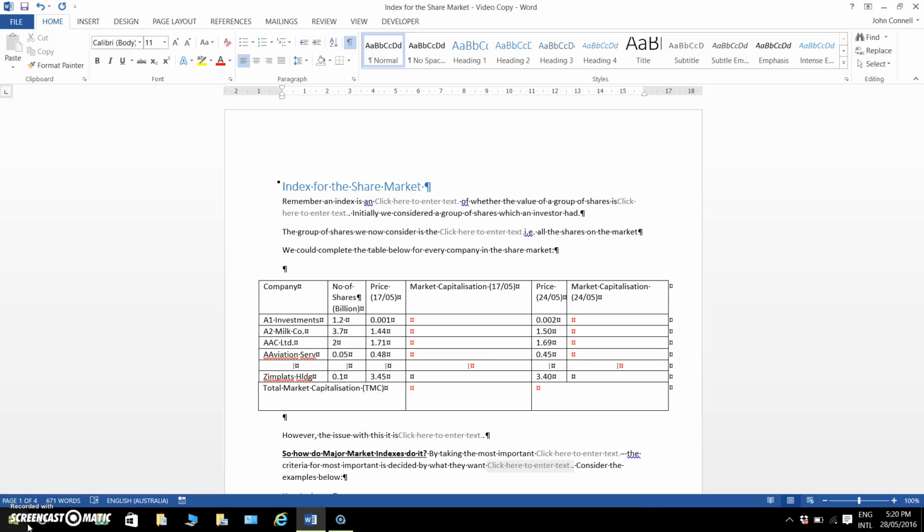Hi everybody, today we're moving on with the next part of indexes, which is looking at an index for the particular share market. First of all, let's just remember that an index is an average representation of whether the value of a group of shares is going up or down.